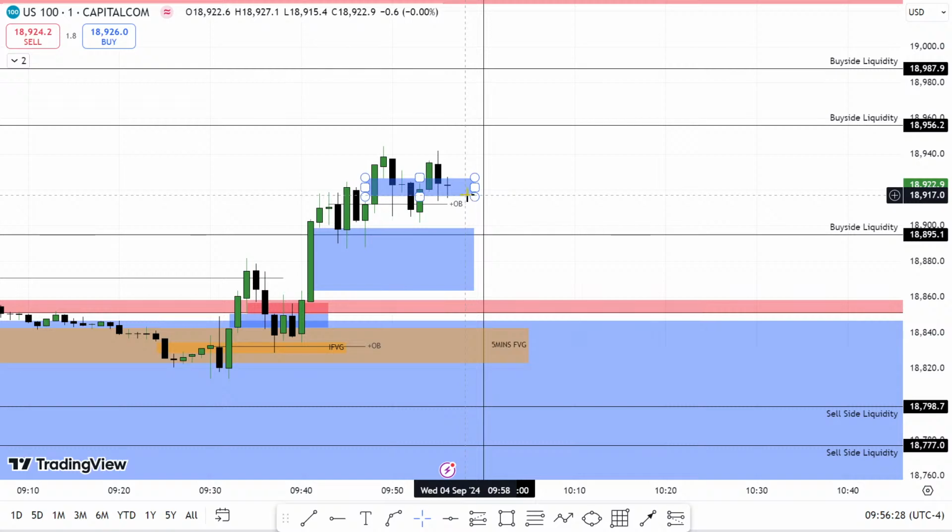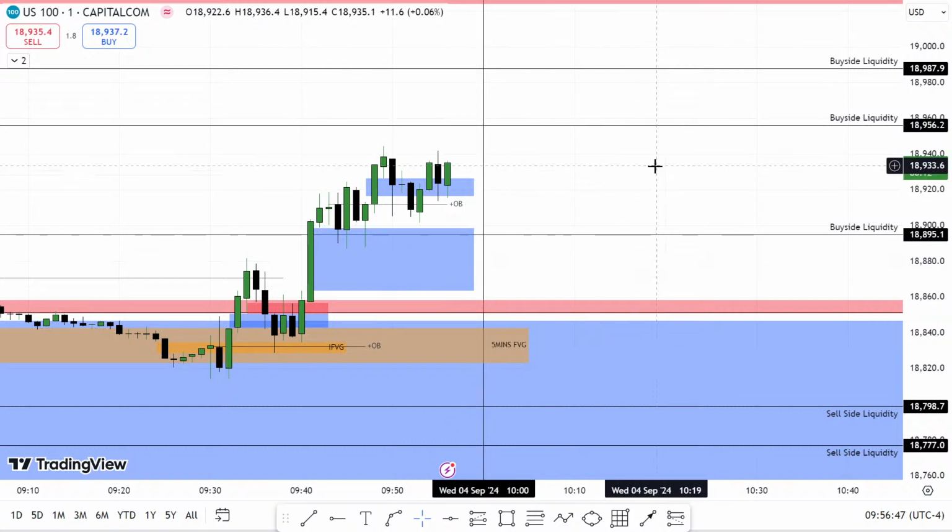So we still watch to see how this will hold price. Let's see. So once we get this buy side liquidity, we are done for the live stream.